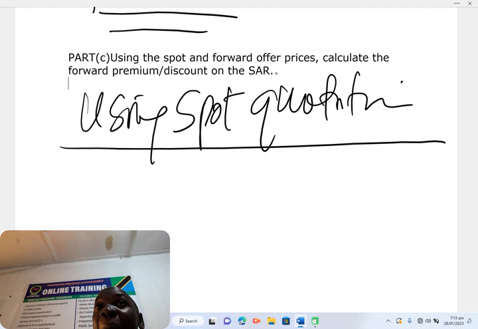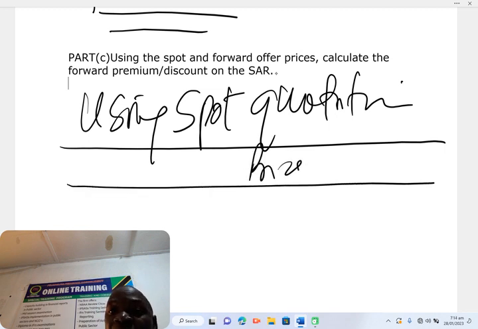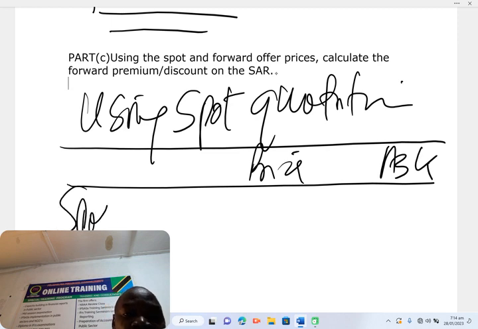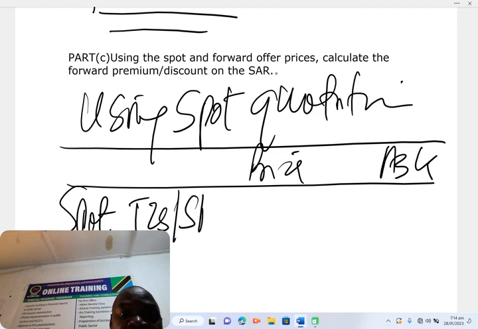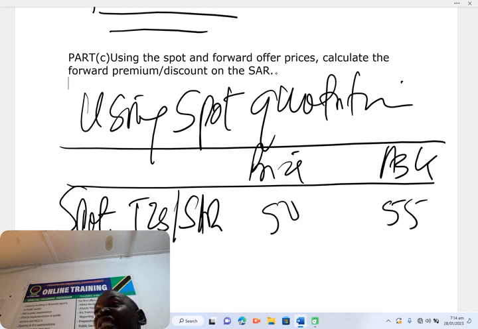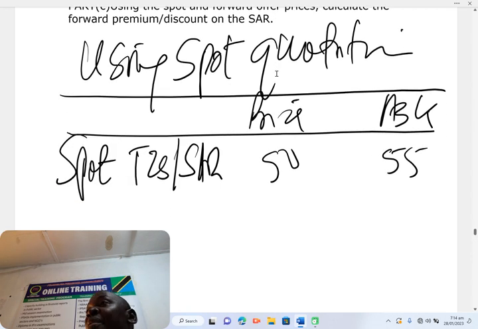Meaning the South African rand must be traded, must be quoted directly. Meaning it must be a trading currency. For the bid and ask, I remember, on spot, this is TZS against the South African rand. What was it? It was 50 to 55. Isn't it? Now, is it quoted at a premium or discount?